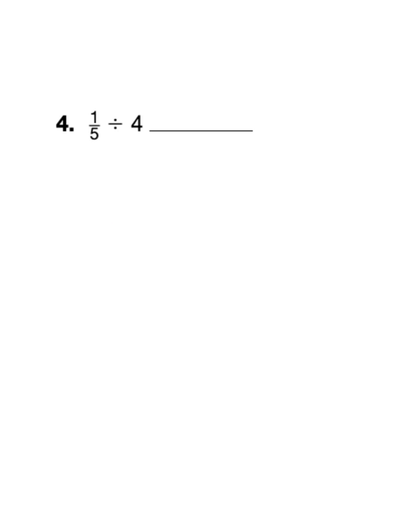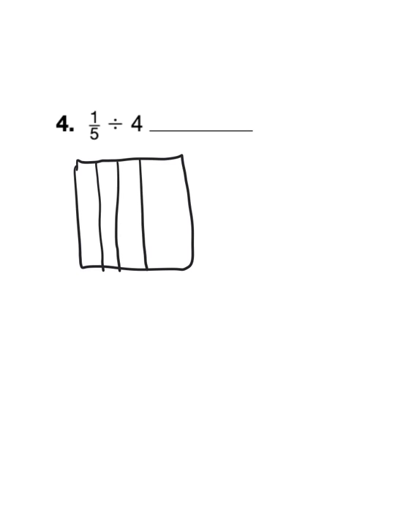Next, let's look at number 4. 1/5 divided into 4 equal pieces. Here's my area model. I'm going to cut my area model into 5 equal pieces. 1, 2, 3, 4, 5. I'm going to shade 1/5.